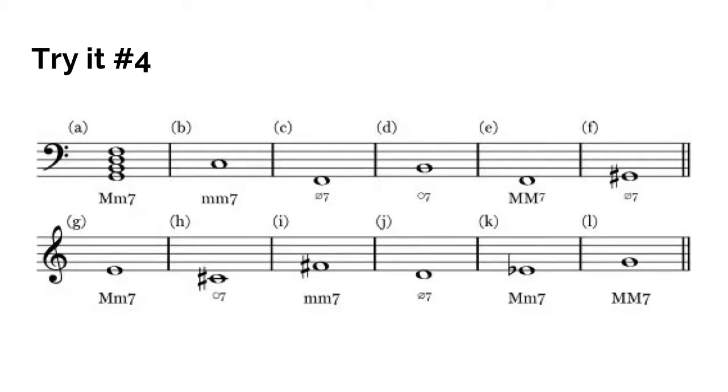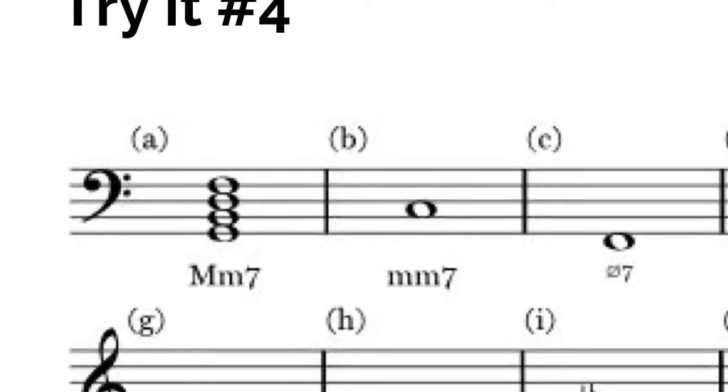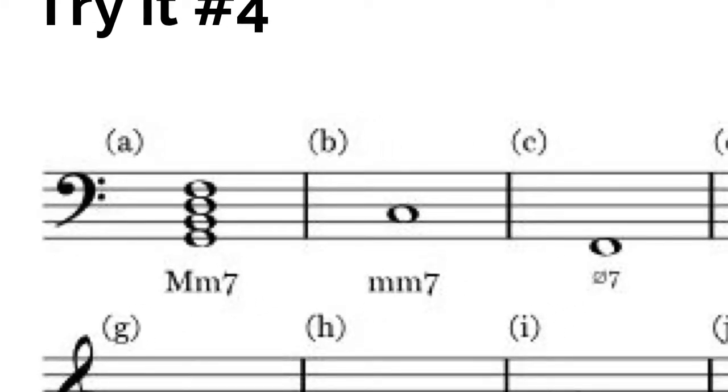All right, let's rock and roll on building these 7th chords. We're in the bass clef, so we need a minor minor 7th based on C. So we need C, E flat, G, B flat, easy peasy. So we've got a minor triad with a minor 7th.